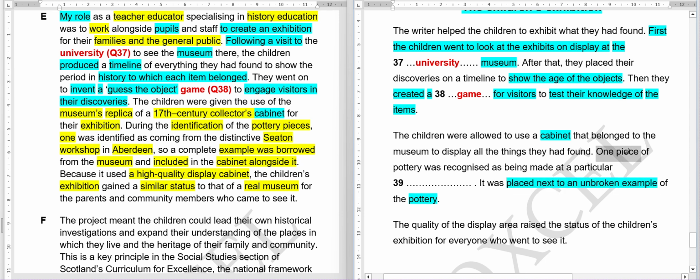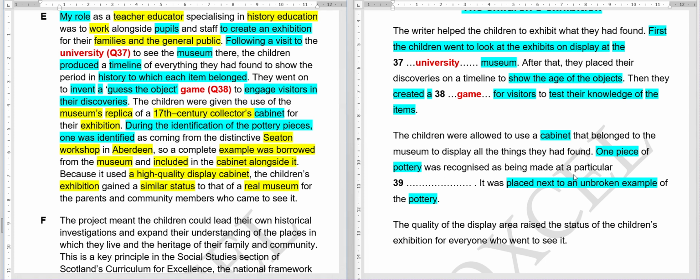So they're saying that one particular piece of pottery. We have also read something like that. Yeah. Here, during the identification, one was identified. So one of the pieces was recognized as being made.